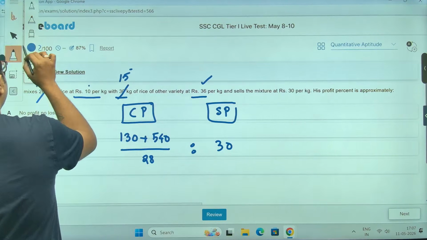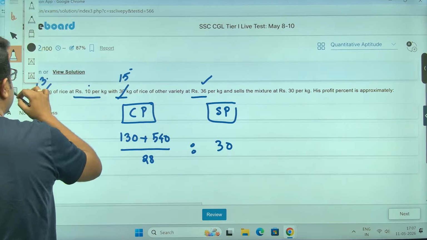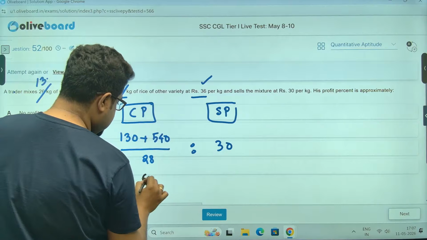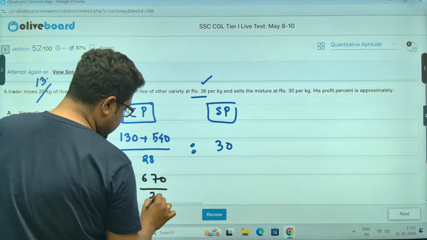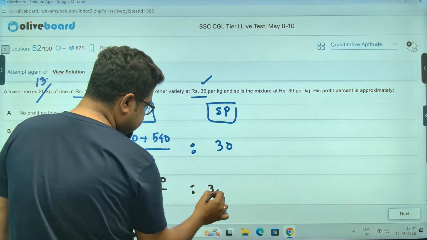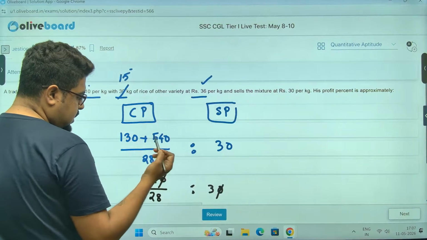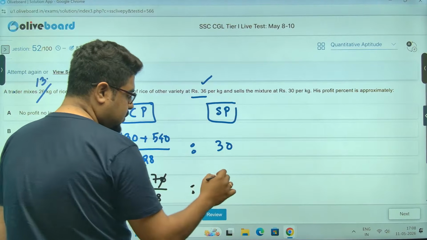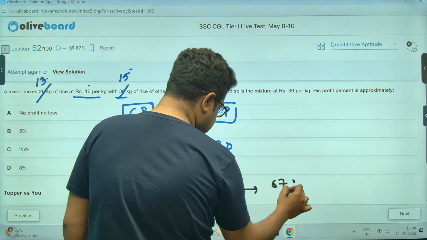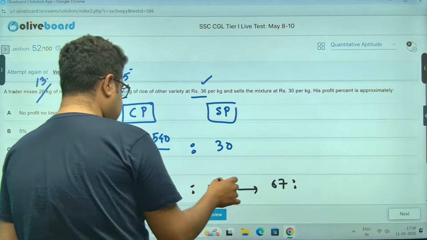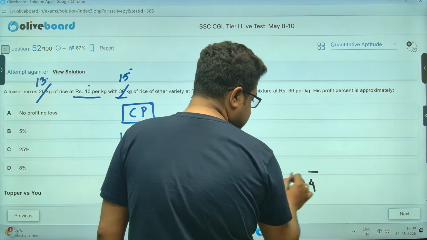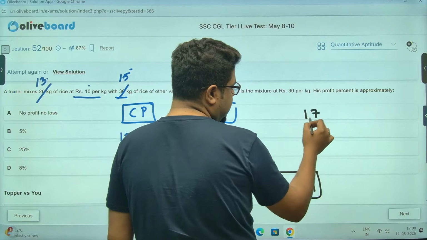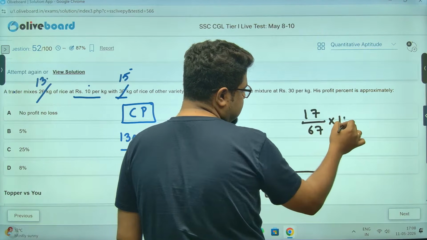Sir, can you figure out the profit percentage? That is exactly what they are asking. Calculate, sir, first of all, 670 by 228 is to 30. I don't think 7 divides it, 4 also not. So again, I don't think we can do anything. So this is 67 is to 1384, I guess. This is CP is to SP. So profit is how much, sir? 14 and 3 is a 17 rupee profit out of 67 rupees into 100%.